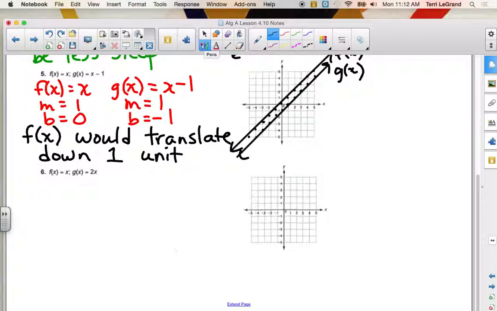And sure enough, the steepness did not change. They are both climbing at the same rate. The only thing that changed is every point on that line drops down one. It's a translation down 1 unit.